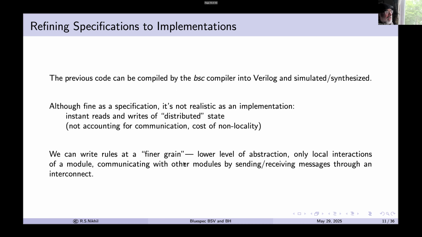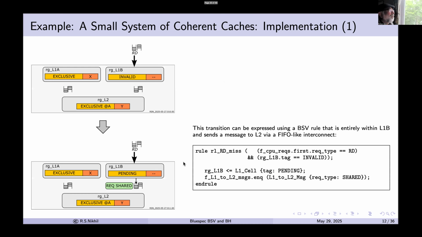So we can write rules at a finer grain, which is a lower level of abstraction, using only local interactions, and send and receive messages through an interconnect to the other players in the game. So let me show you that view of the world.